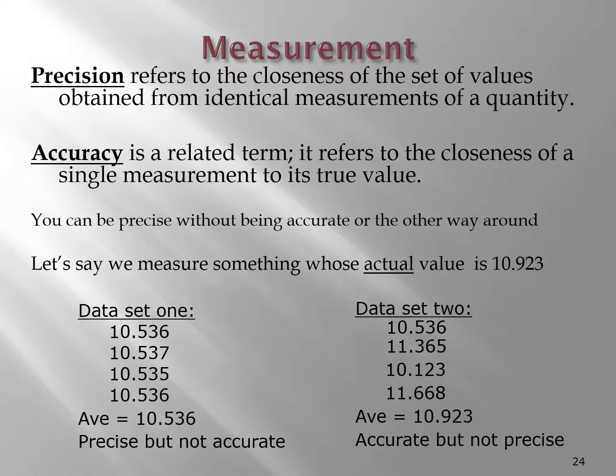This data set you can see is much more widely spread out: 10.536, 11.365. These numbers are not very precise because they're not repeatable. They're not very close to each other. However, notice that when you average them out, they are very accurate. So actually, neither of these two are very good. We're trying to strive to have good precision and good accuracy, but they don't always come hand in hand.